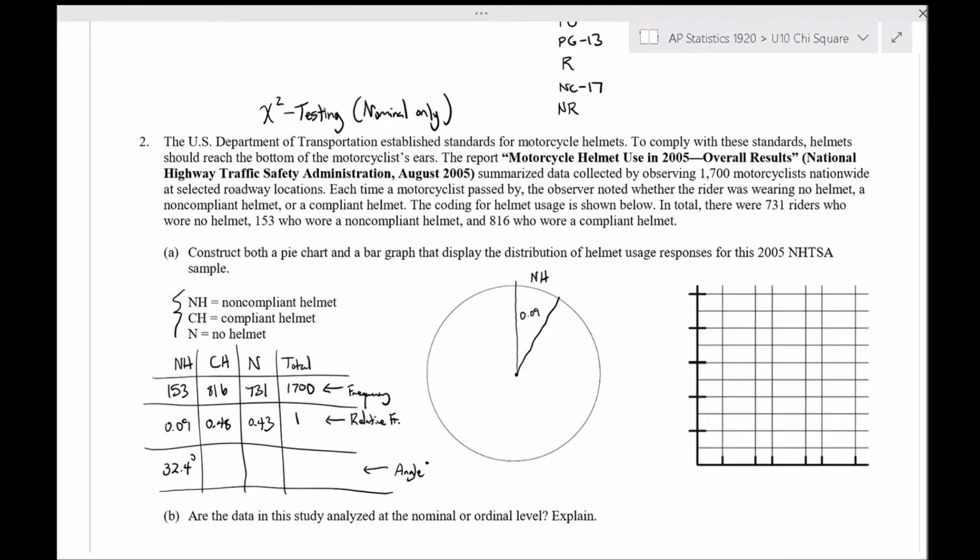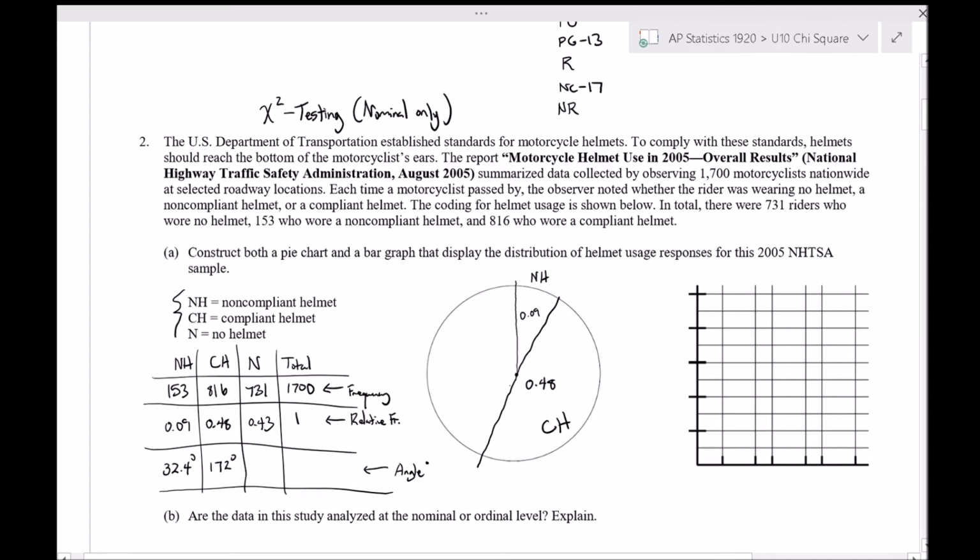So 0.48 times 360 degrees, it's going to be about 180. It's 172 degrees. A full 180 degrees looks like this. 172 is a little smaller than that. So maybe it's something like that. Hopefully not something that bothers you too much. But this would be 0.48, and this is for those in the compliant helmet category.